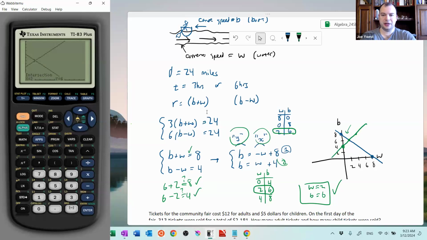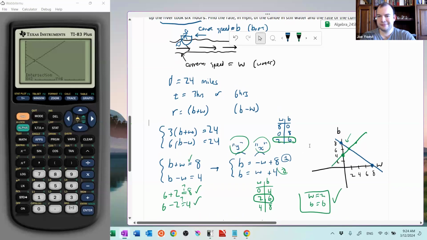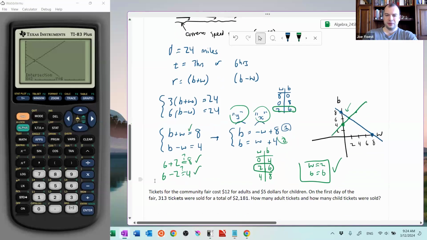So I get my solution here. I get that the speed of the boat is 6 miles per hour. The speed of the current is 2 miles per hour. Any questions on this one?